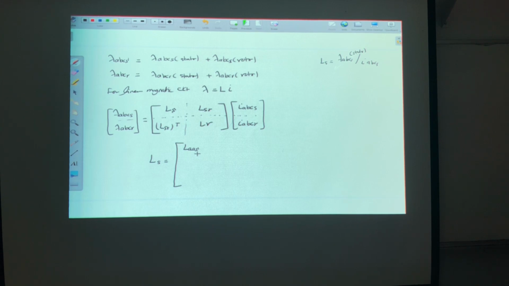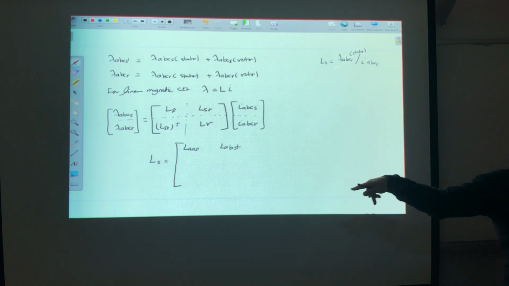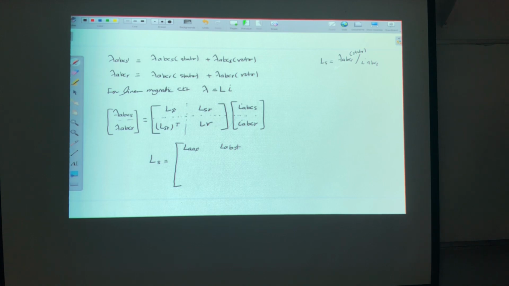LABS. Correct? So this one is the inductance as seen in phase A due to the current flowing in phase B. Correct? The third one will be LACS. Correct? So writing the names is very simple. Giving the tag is very simple.